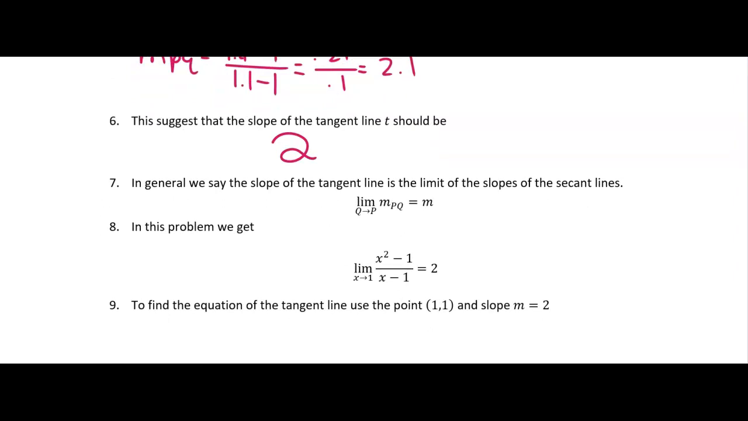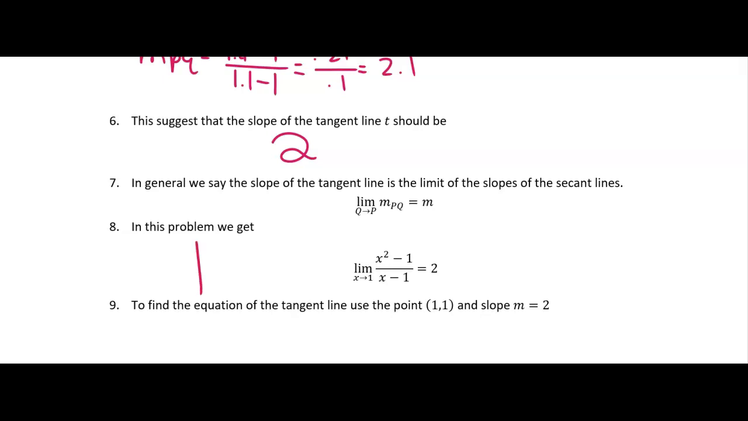In general, we say that the slope of the tangent line is the limit of the slopes of the secant lines. Today we're going to learn what a secant line is, what a tangent line is, and why they are useful. If you actually took the limit of that problem, you'd have the limit as x approaches 1, because that's the point we're getting close to from the left and the right.